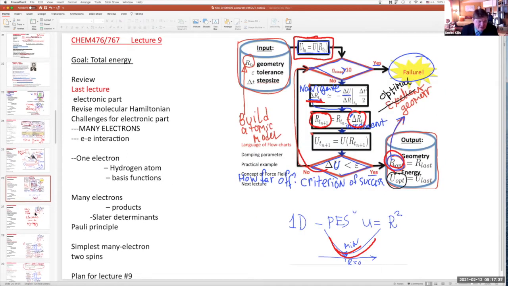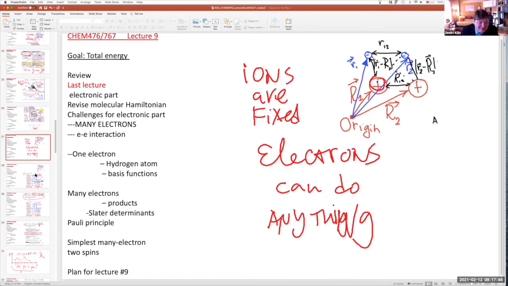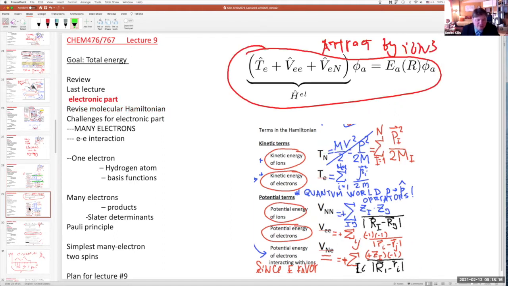And here's the algorithm that we practiced. But why do I show so many slides? Maybe I don't. So the molecular Hamiltonian has 5 types of terms, 2 kinetic and 3 potential. And now we cross through and remove the things related to nuclei. So nuclear kinetic and nuclear potential energy, nuclear repulsion. And then we have three terms in the Hamiltonian. So kinetic energy for electrons, electron repulsion, electron to nuclear attraction.